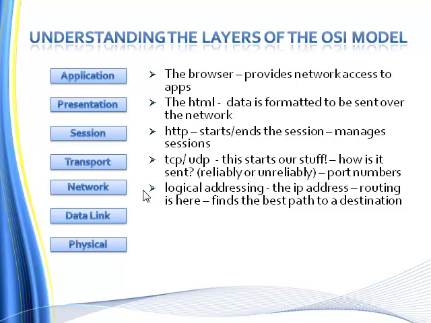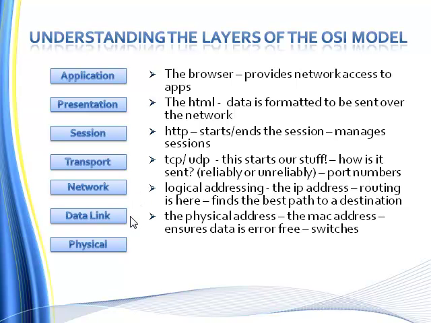This is where routing takes place, and this is where our packets learn the best route or the best path to their destination through the network. Data link layer. This is the physical address. This is where all network cards have what's known as a MAC address, or media access control address. MAC address. This is the hardware address.